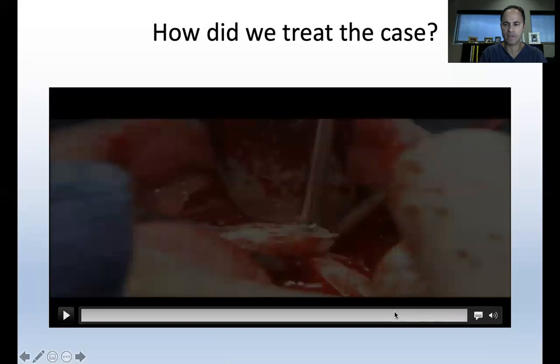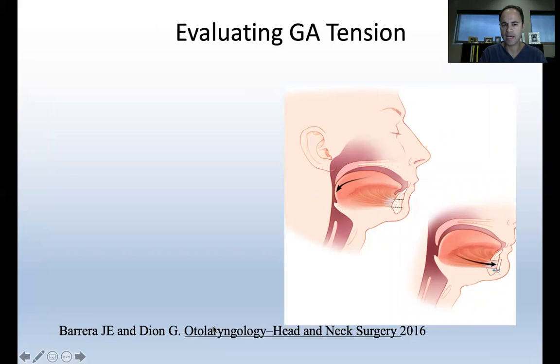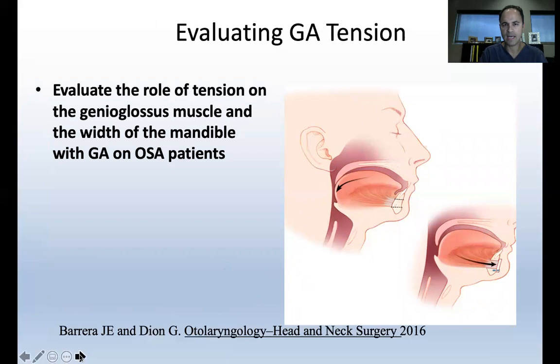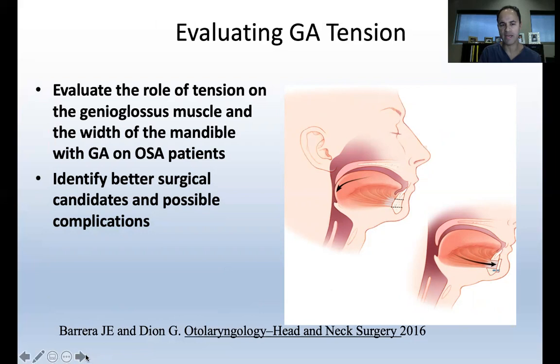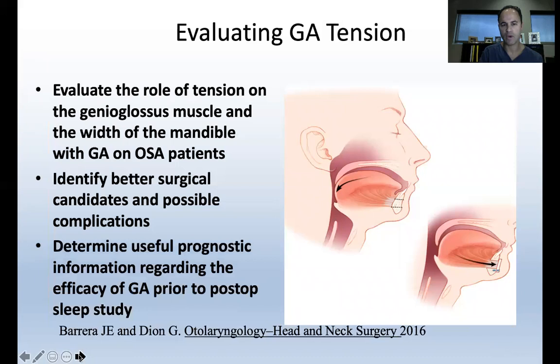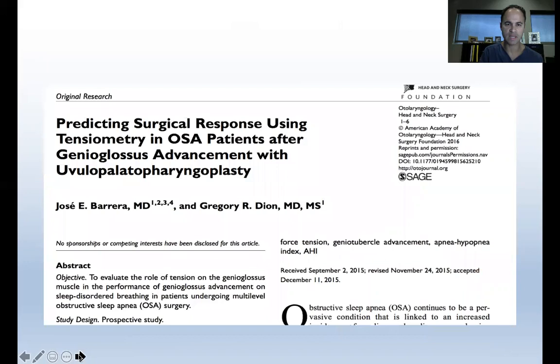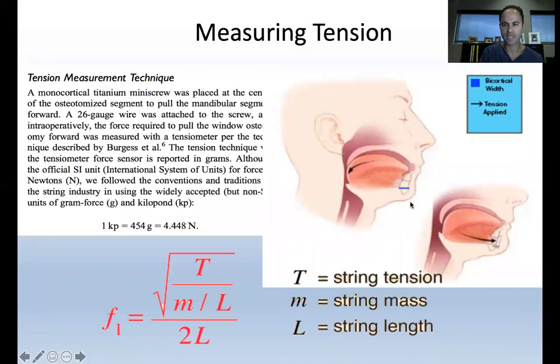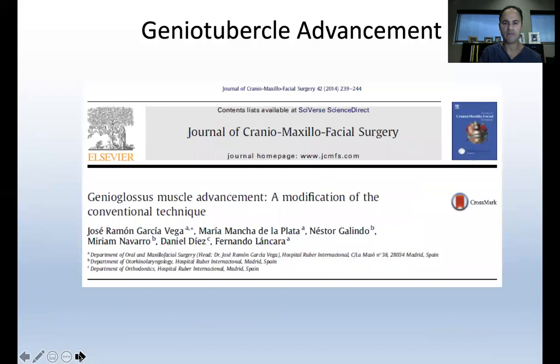This is the operation depiction as published by us in 2016. And in this paper, we measured the tension to width ratio, the tension of the tongue to the advancement of the bicortical segment. And we were able to demonstrate that we can actually get significant improvement in sleep apnea by doing this. And the whole principle of doing this is this string tension theory. As we pull this genioglossus muscle forward, we're actually opening up the airway, and there's a tension to length ratio of this bicortical mandible to the tension of the tongue attached to it, which results in significant improvement in sleep apnea.